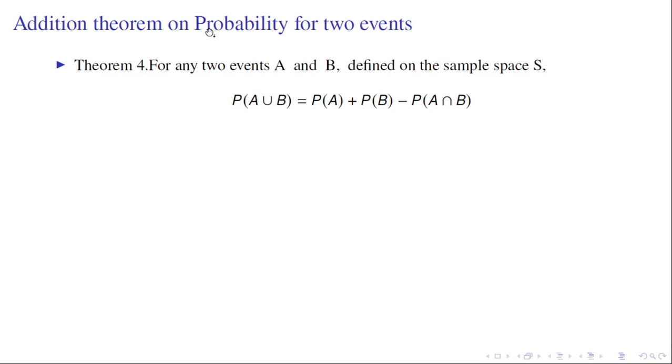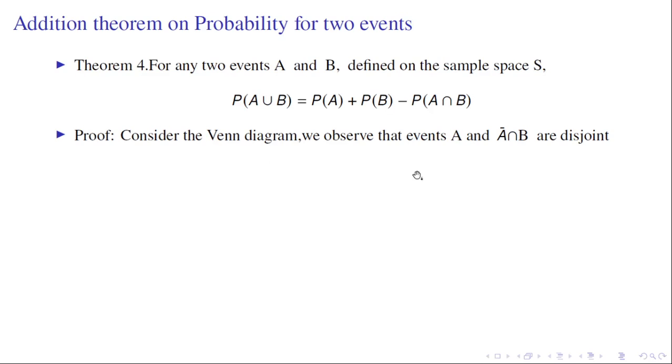Now, the addition theorem on probability for two events. For any two events A and B defined on a sample space S, probability of A union B is equal to probability of A plus probability of B minus probability of A intersection B.